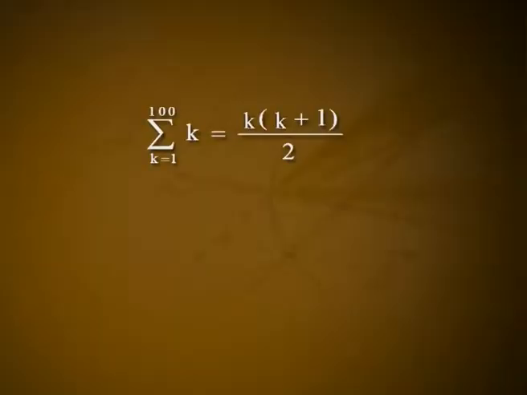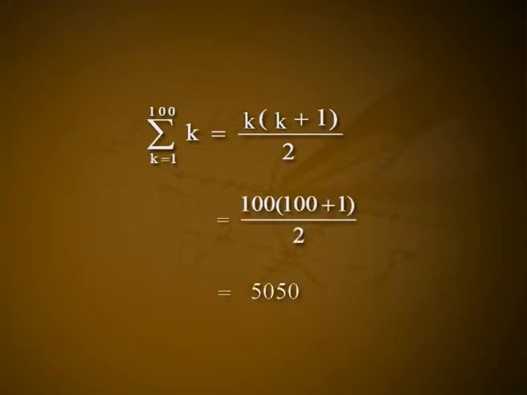Series are often represented in a compact form called summation notation, which is the stylized version of the capital Greek letter sigma. Using this notation, the above summation is written as sigma k equal to 1 to 100 of k. The value of this summation is 5050. It can be found without performing 99 additions as follows: sigma k equal to 1 to 100 of k is equal to k into (k plus 1) by 2, which is equal to 100 into (100 plus 1) by 2, which is equal to 5050.